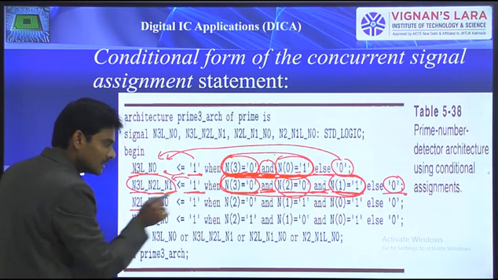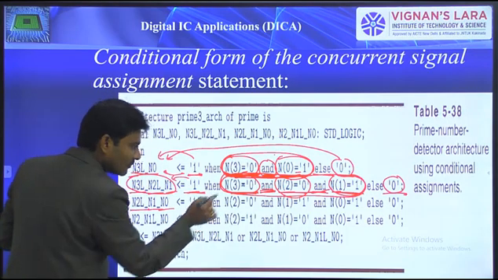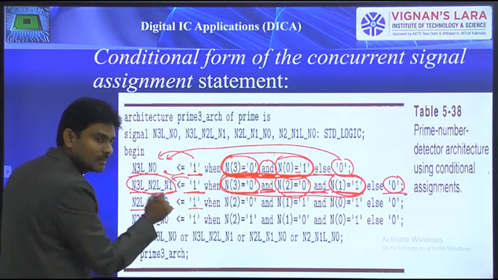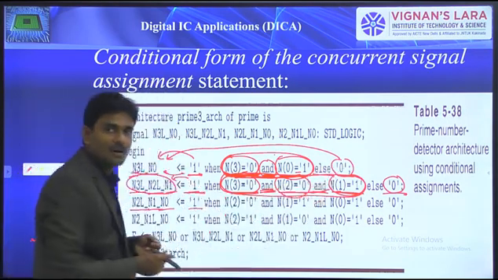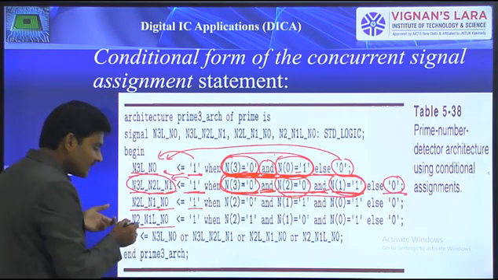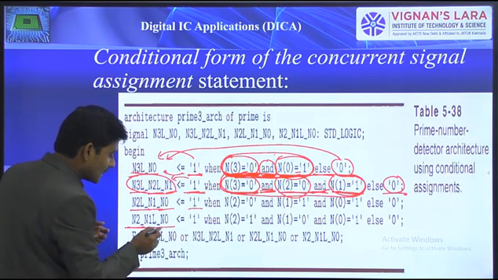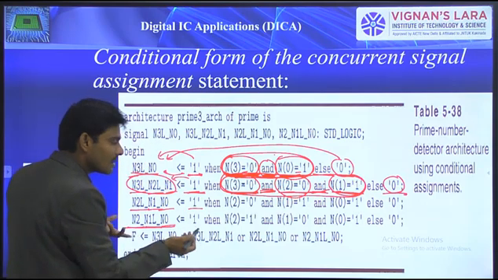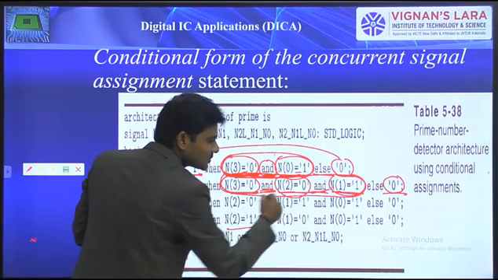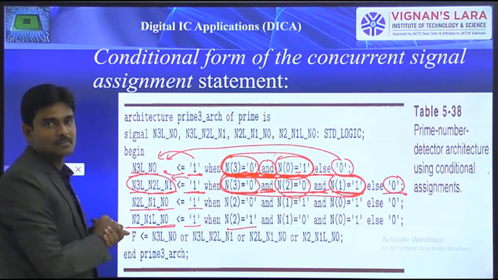So N2 must be 0, N1 must be 1, N0 must be 1. For only that particular case, 1 will be assigned. For all remaining 7 combinations, 0 will be assigned to that particular one. Next, the fourth 3 input AND gate: N2 must be 1, N1 must be 0 and N0 must be 1. If you get this particular combination, then only 1 will be assigned, otherwise 0 will be assigned to that particular one.